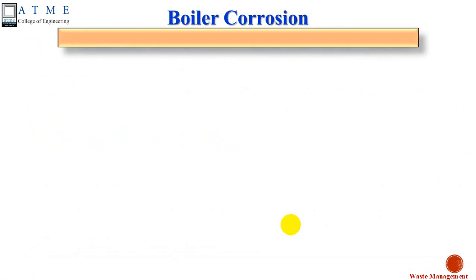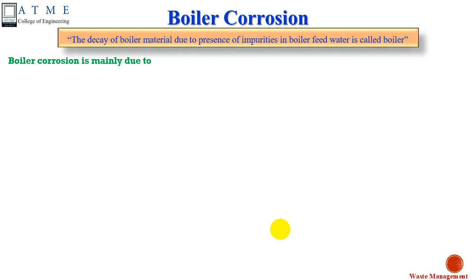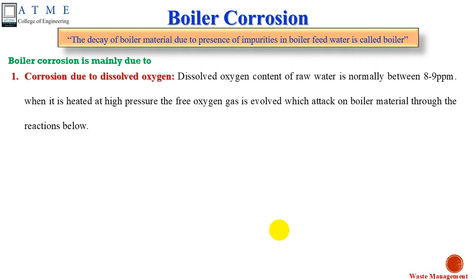Let us move on to another part, boiler corrosion. Boiler corrosion is defined as the decay of boiler material due to the presence of impurities in the boiler feed water. That is called boiler corrosion. And boiler corrosion is mainly due to three factors. Corrosion due to dissolved oxygen.